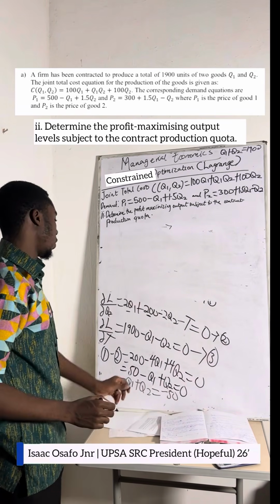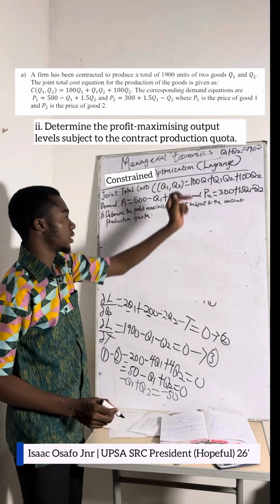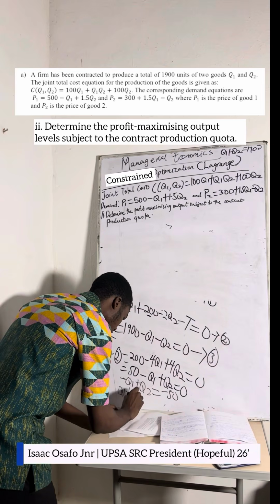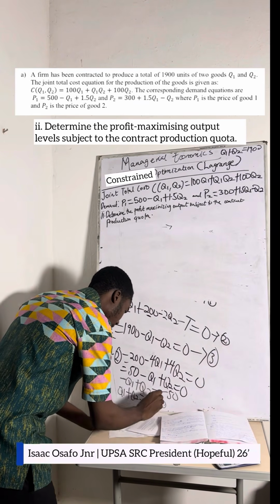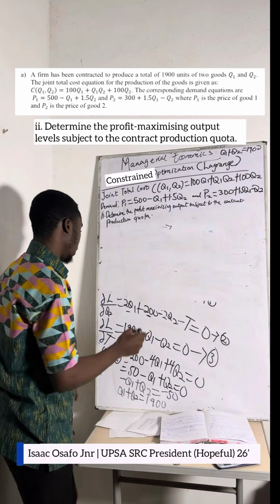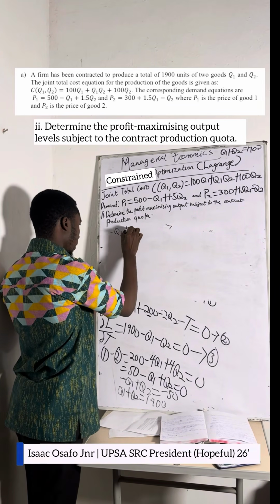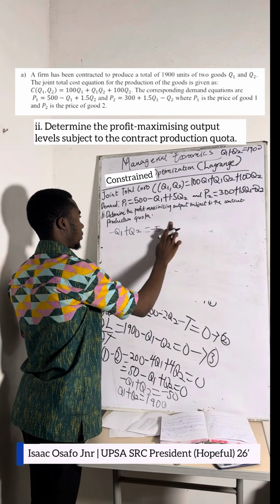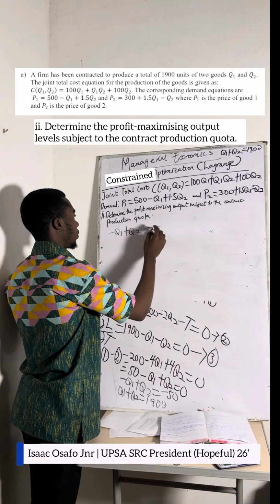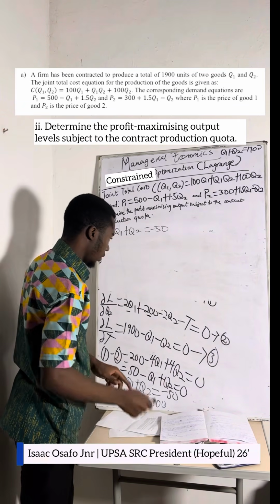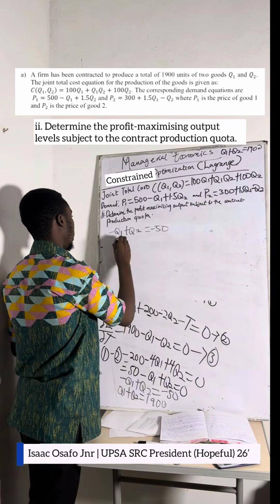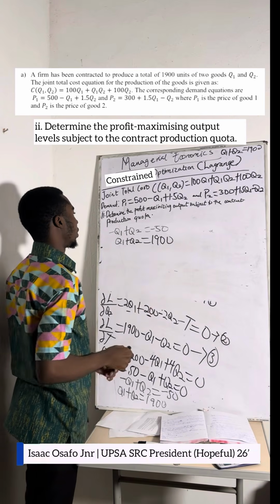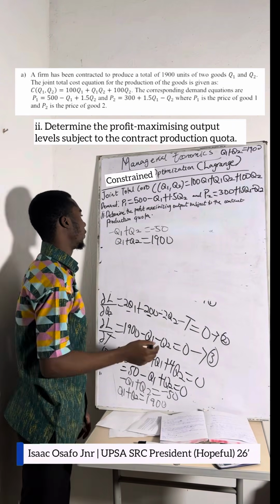You get it? Then I can also add my constraints, which is K1 plus K2 is equal to 1900. So we also have K1 plus K2 equal to 1900. Then we can solve them simultaneously. So we have negative K1 plus K2 is equal to negative 50. Then we also have the constraint, which is K1 plus K2 is equal to 1900. All right, so here we can just solve both of them simultaneously.